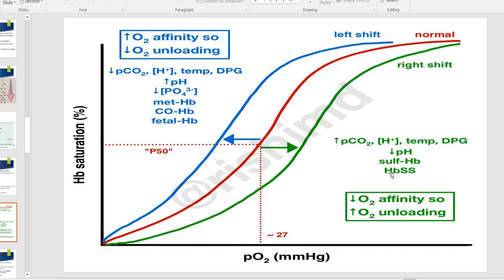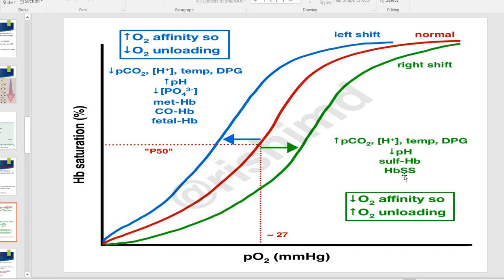Factors that make a right shift of the curve are increase in carbon dioxide, hydrogen ion concentration, temperature, and diphosphoglycerate. Increase in hydrogen ion concentration means low pH, you know this, and we won't explain it in this lecture. Again, what is the meaning of right shift? It means to give. Hemoglobin gives its oxygen to the tissue, so oxygen unloads and there is low affinity for oxygen. Those factors are increased carbon dioxide, increased hydrogen ions meaning decreased pH, increased temperature, or increased diphosphoglycerate.